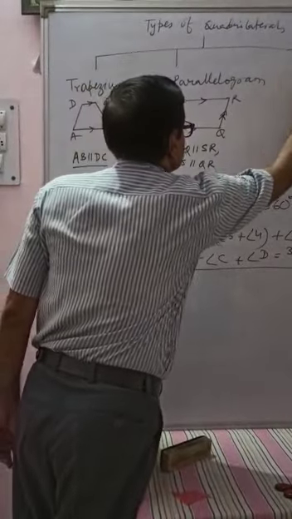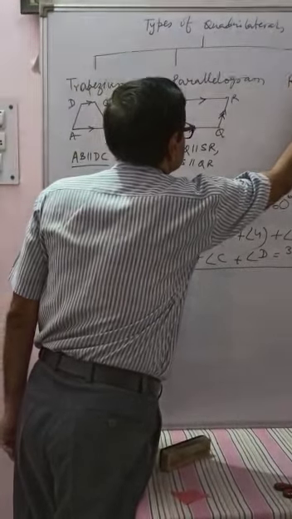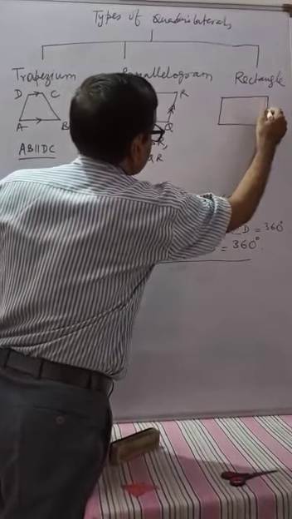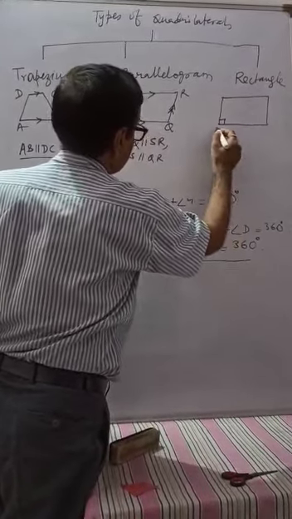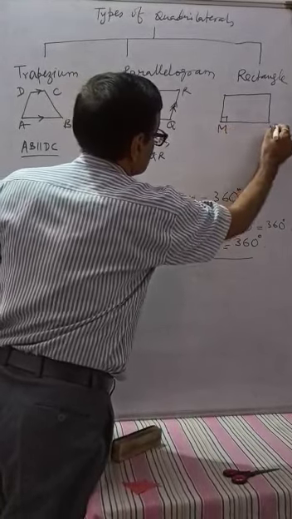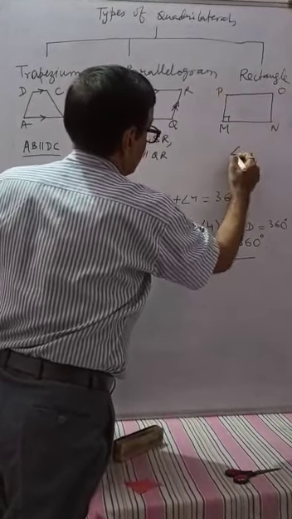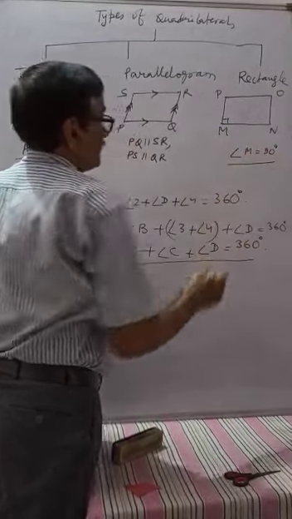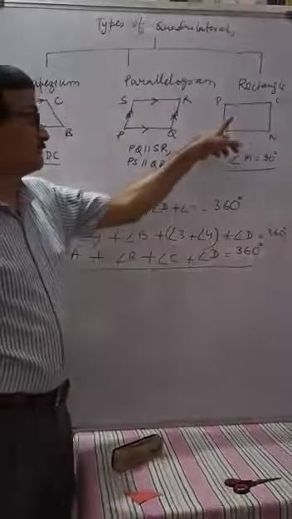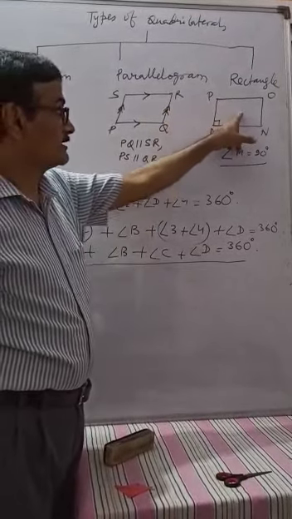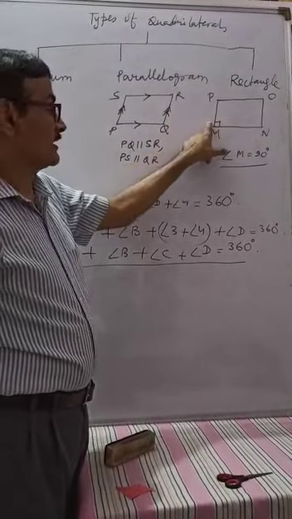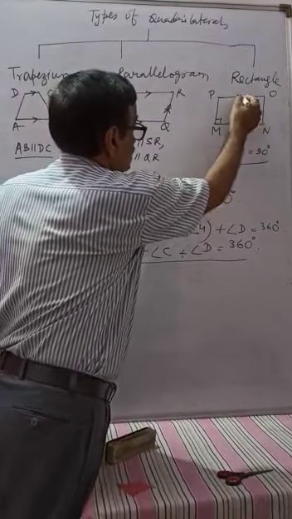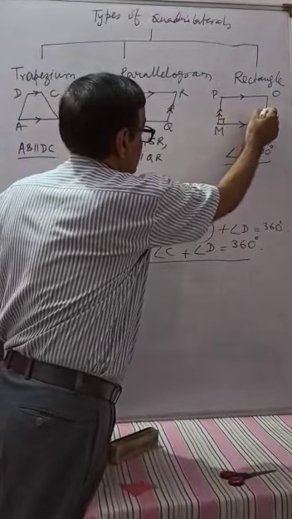Now rectangle. We can say rectangle is a parallelogram in which one angle is 90 degree. Rectangle is a special case of parallelogram. Rectangle is a parallelogram in which one angle is 90 degree. And when it is a parallelogram, that means both pairs of opposite sides are parallel.